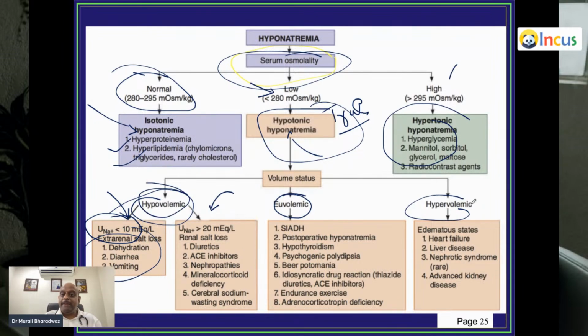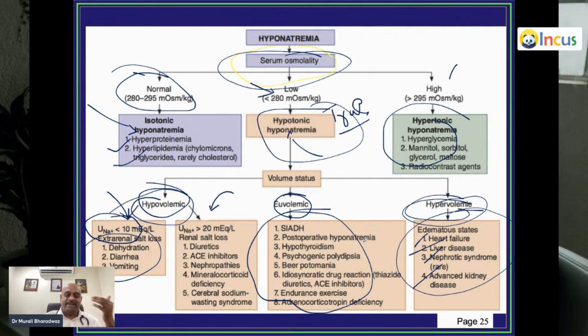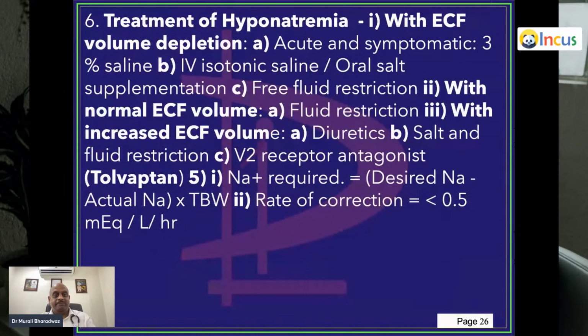Then what leads to hypervolemic, hypotonic hyponatremia? Any heart failure, liver disease, nephrotic syndrome, advanced kidney disease, they're all edematous conditions, so he is hypervolemic. But euvolemic hyponatremia, which is hypotonic, think of hypothyroidism, SIADH, psychogenic polydipsia, then beer potomania, endurance exercise. All of these lead to euvolemic hypotonic hyponatremia, which is what you need to remember.